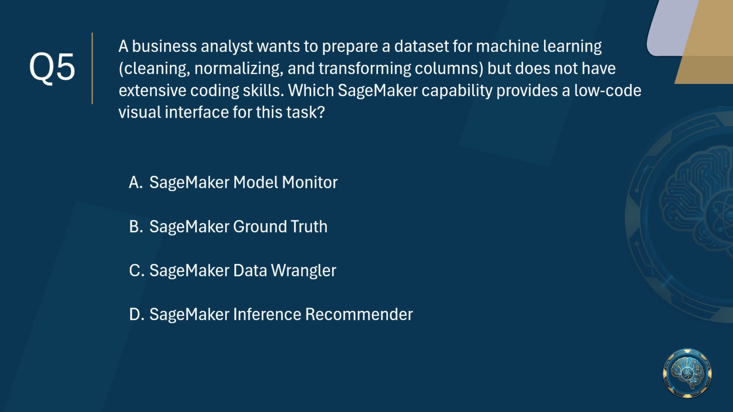Question number 5. A business analyst wants to prepare a data set for machine learning, cleaning, normalization, and transforming columns, but does not have any intensive coding skill. Which SageMaker capability provides a low-code visual interface for this task? We have four options. Option A, Model Monitor. Option B, Ground Truth. Option C, Data Wrangler. Option D, Inference Recommender. I will give you 5 seconds to think and choose the right answer.